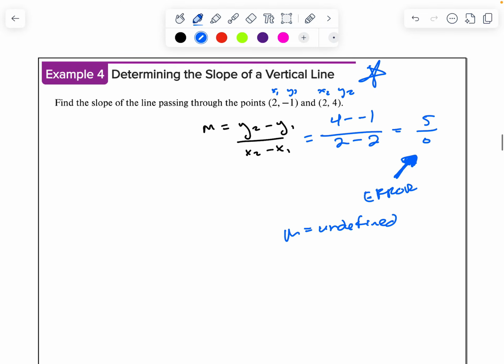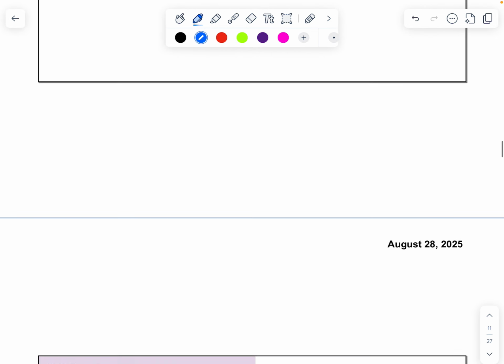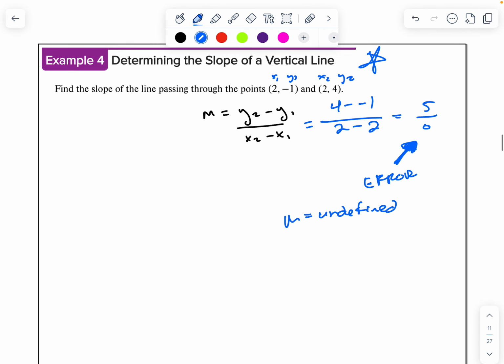Always type these in your calculator at the end, either to make sure that it doesn't simplify, right? You can use your calculator to simplify your fraction, or to make sure that you're not getting an undefined slope, right? A 0 slope is fine. We just don't want an undefined slope. Well, I mean, an undefined slope is an answer. We just don't want to say 5 over 0. That's not valid.